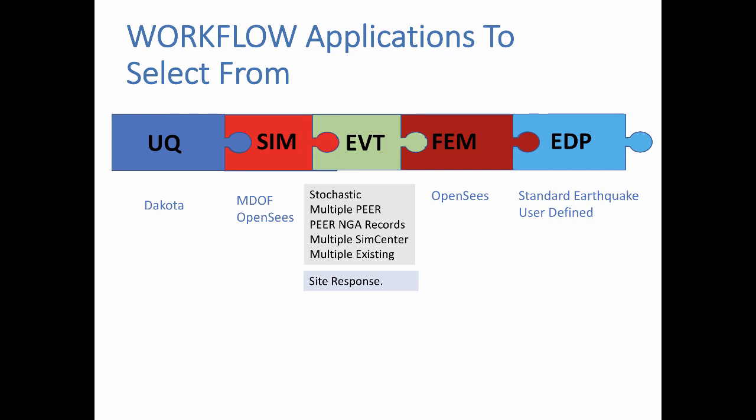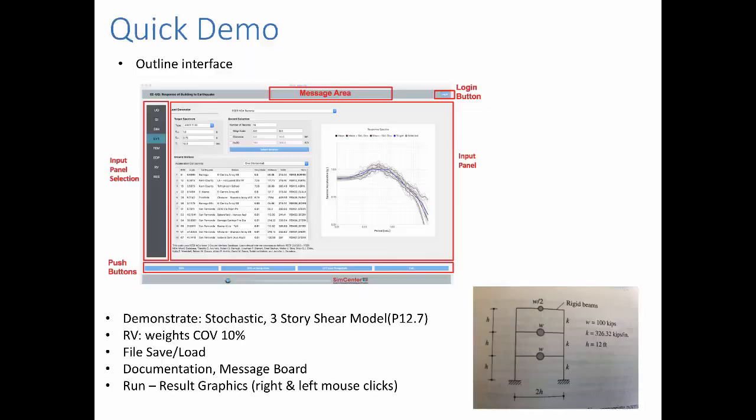So in the user interface, what are the applications you get to select from? Which applications go into the different jigsaw pieces? For the UQ and FEM applications, there's only one option available to you. For both the SIM and EDP, we have two options available. And for the event itself, we have a number of options. These are the focus of the next two parts of this series, and we're not going to get into them today.